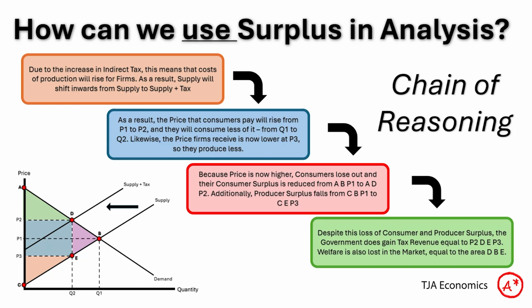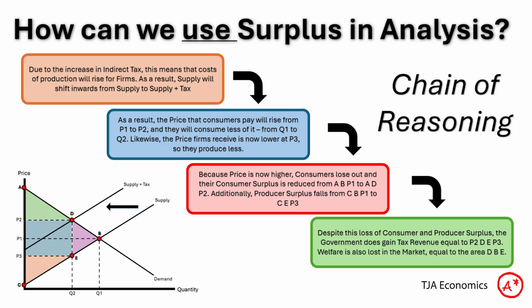So you can see here, in an essay, we can use the diagram, we can use our chains of reasoning to describe the impacts. So for example, what are the negative impacts of an indirect tax? We can look at specific stakeholders. So consumers, firms, the market and the government. The consumer is worse off because of the tax, because they have less consumer surplus. The firm is worse off.